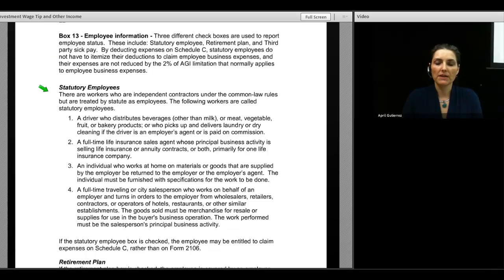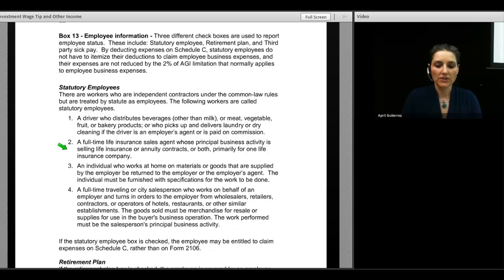The statutory employee box being checked is a very relevant thing. It's not common because statutory employees themselves are relatively unusual. But if you get a W-2 that has that box checked, it means you're working on a tax return for a statutory employee. And the following types of workers are called statutory employees: a driver who distributes beverages other than milk, or meat, vegetable, fruit, or bakery products, or who picks up and delivers laundry or dry cleaning, if the driver is an employer's agent or is paid on commission.